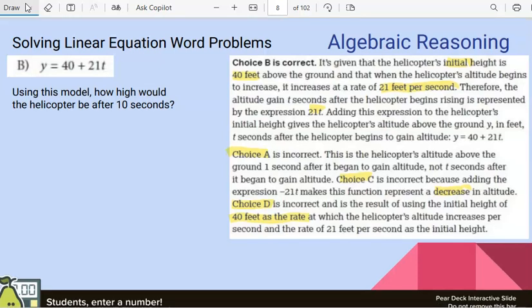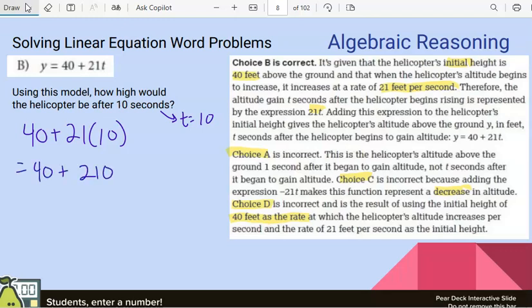Using this model, how high would the helicopter be after 10 seconds? For 10 seconds, we're going to say that t is now going to equal 10, and we're going to evaluate 40 plus 21 times 10. 40 plus 210, that equals 250 feet.